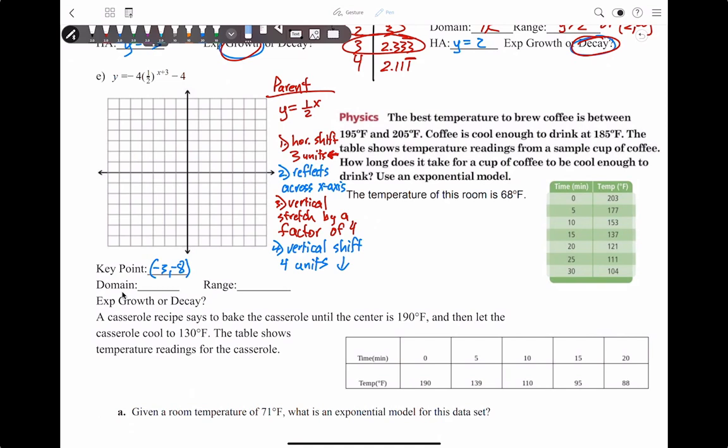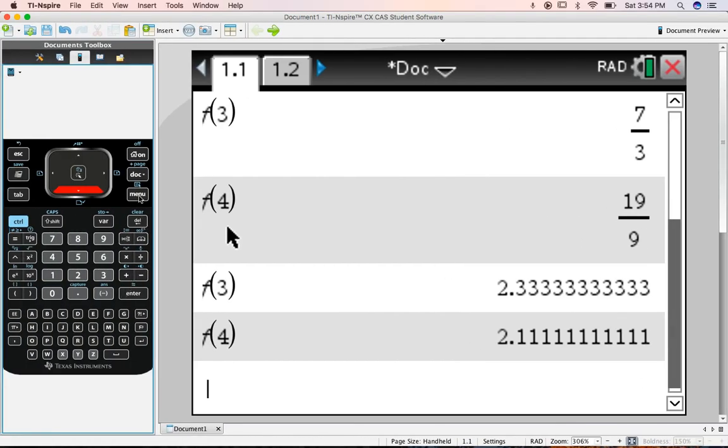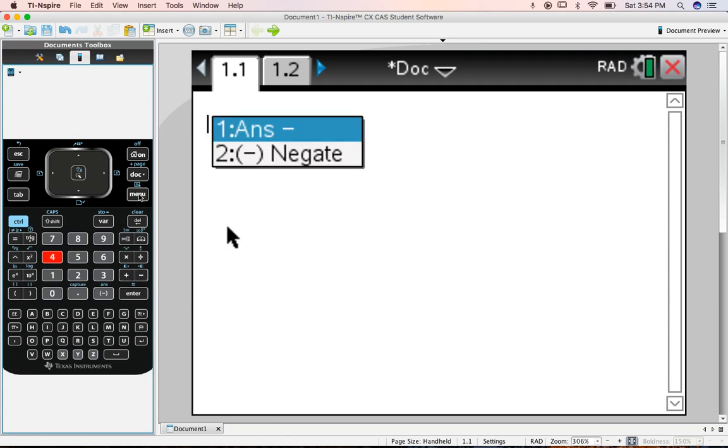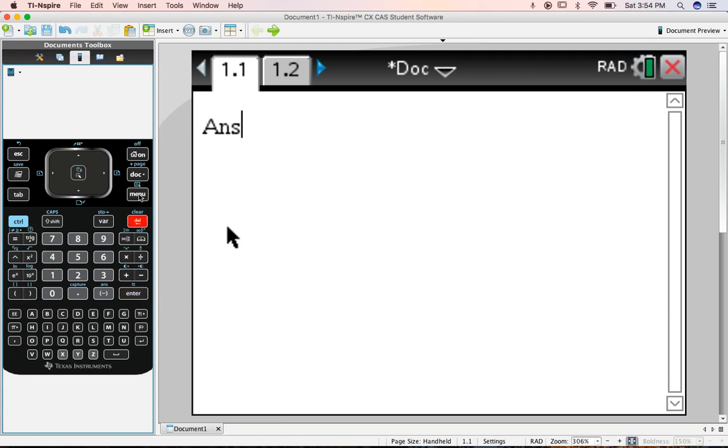And let's make a quick table so that I can get the other values. Actually, you know what I'll do? I will go ahead and put this into the calculator. So menu 1, 4, okay. Menu 1, 5. -4 times control divide, 1/2, close parentheses, raised to the power of x plus 3.